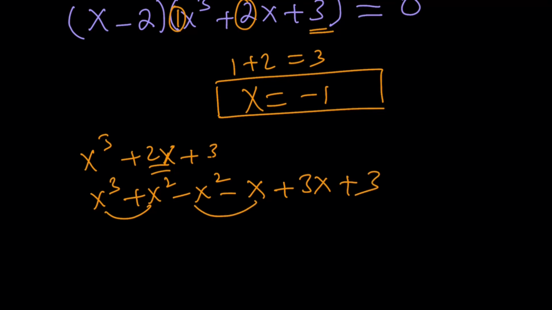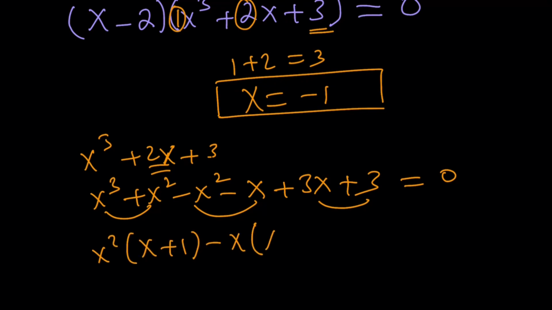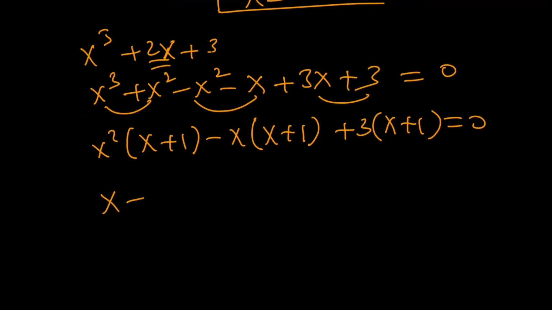Here you go. And then I can factor by grouping. This is x squared times x plus 1. This is minus x times x plus 1. And this is plus 3 times x plus 1. And that is equal to 0. And then from here, factor x plus 1 out, and we get x squared minus x plus 3 equals 0.